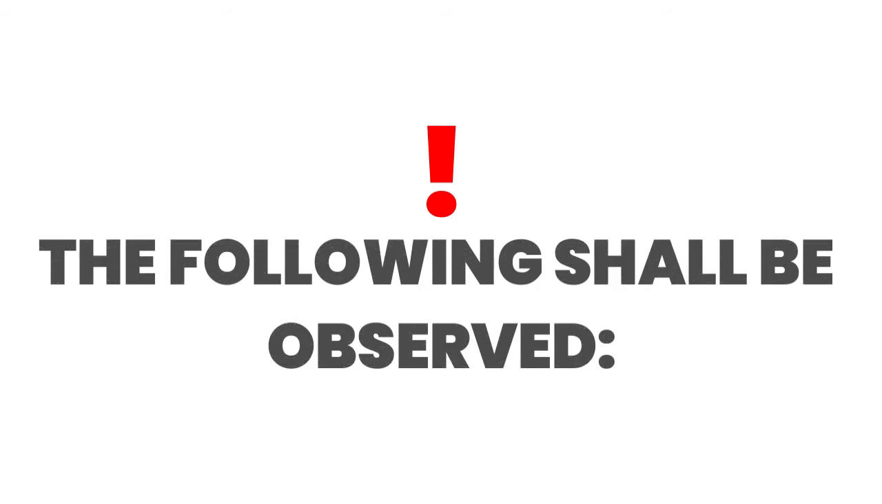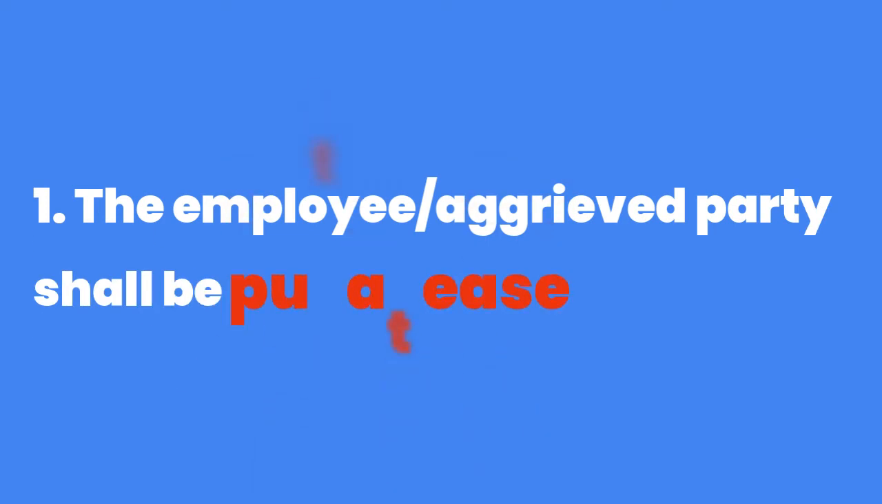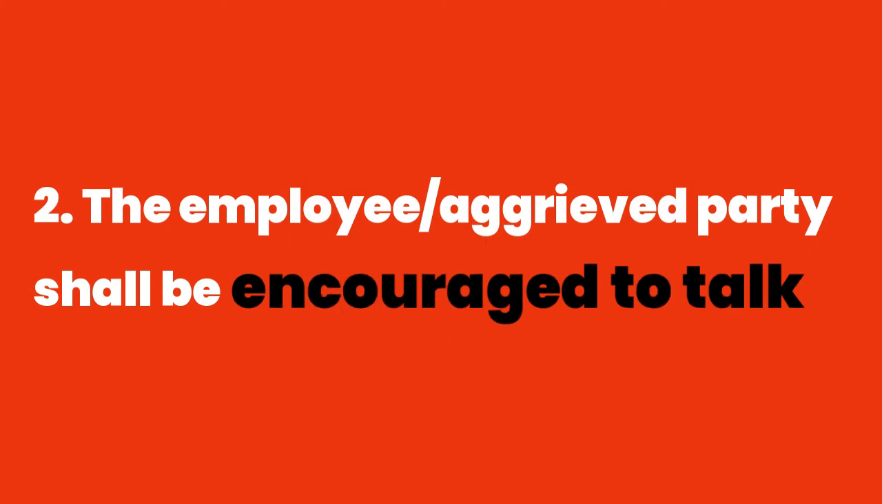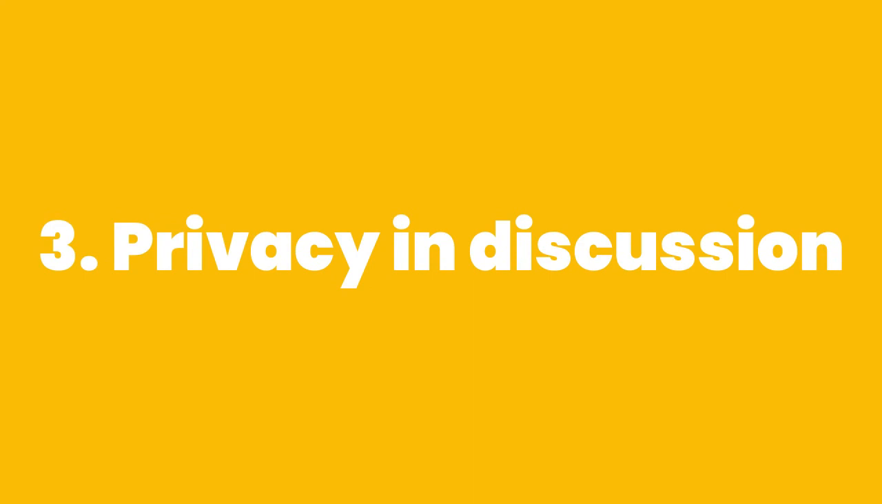In the oral discussion, the following shall be observed. Number 1. The employee or the aggrieved party shall be put at ease. Number 2. The employee or the aggrieved party shall be encouraged to talk. Number 3. There should be privacy in discussion. And number 4. The case shall be heard fully.